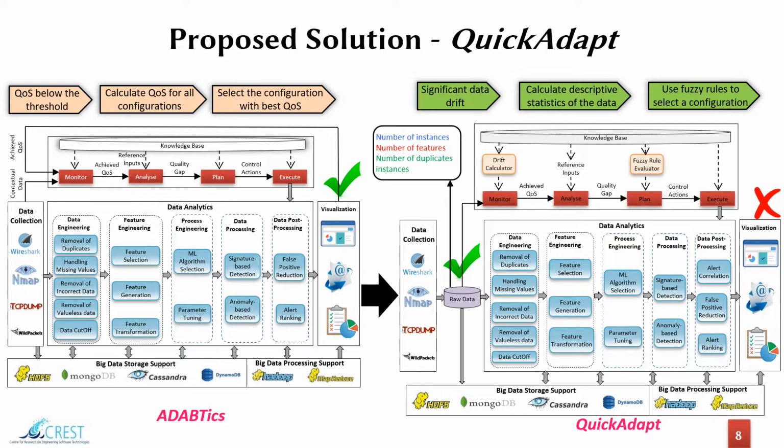And by that, we mean the number of instances in the data, the number of features in the data, the number of duplicate instances in the data, and so on and so forth. And then we have formulated some fuzzy rules that help us to select the optimal configuration. So instead of searching the space of configurations, executing them, and calculating the quality of service, we directly use those fuzzy rules to select the optimal configuration.